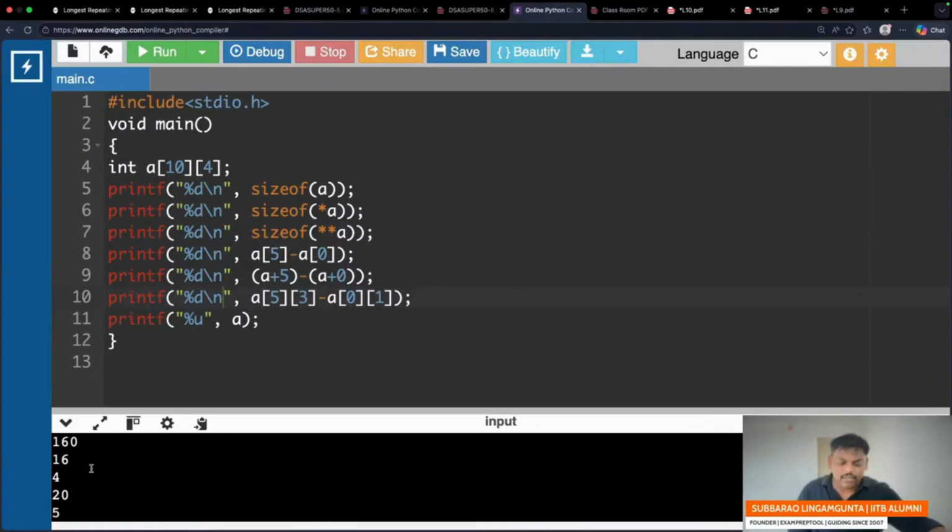Totally now we have 6 people. How many printfs are there? Let me check: 1, 2, 3, 4, 5, 6, 7. Totally 7 printfs are there. The first one is 160, second is 16, third is 4, fourth is 20, fifth is 5, sixth is 0, and the seventh one is the address. How is the sixth one coming? How is the fifth one coming? How is the fourth one coming?